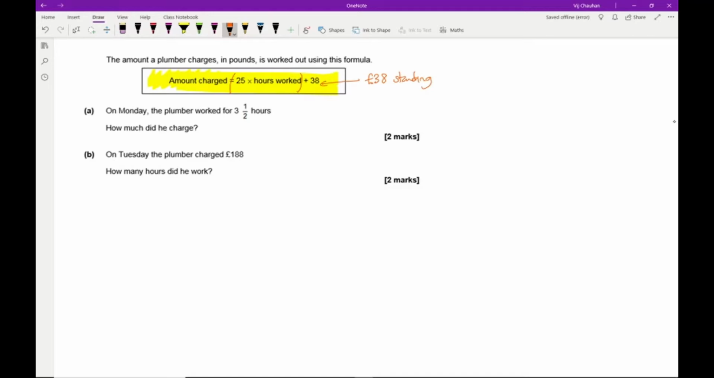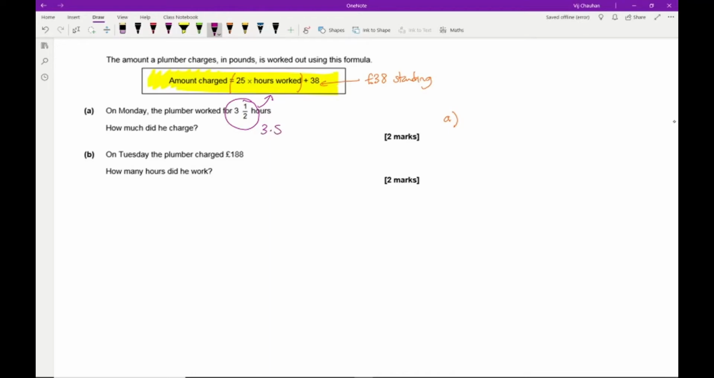So on question A, which I'll do here, all I need to do is substitute. It says that on Monday the plumber worked 3.5 hours, so I want to substitute this number and swap it where it says hours worked in the formula. Now 3.5, I'd probably recommend you write it as 3.5.